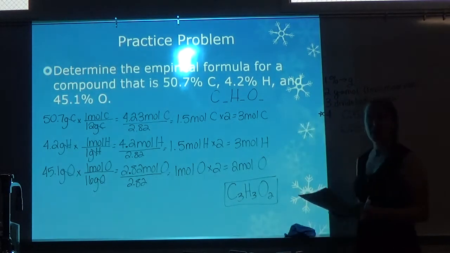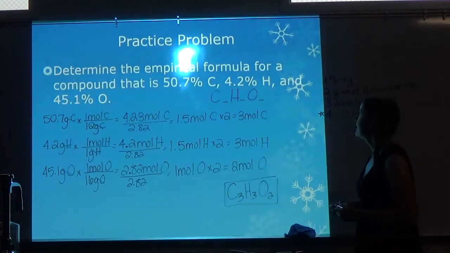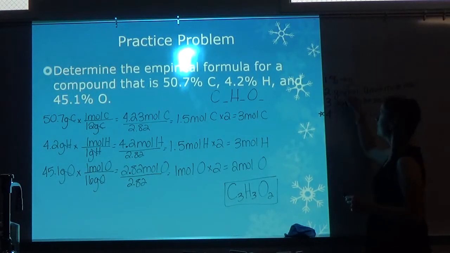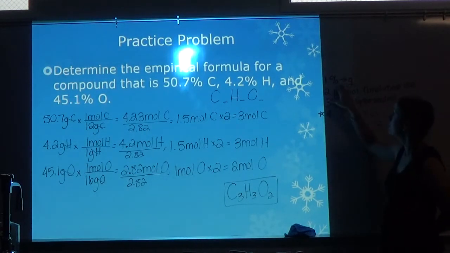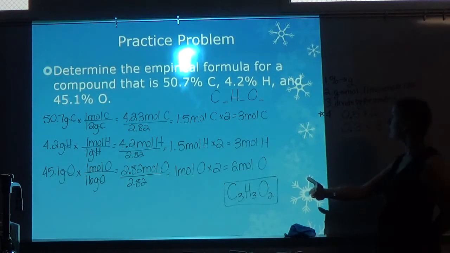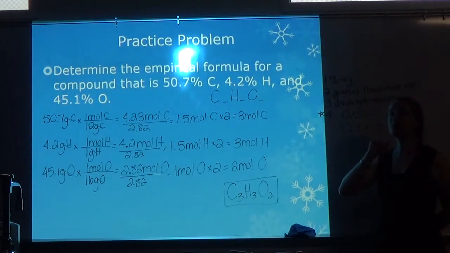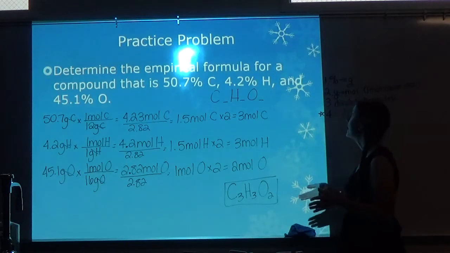Just like that. All right, so for empirical formula, the important thing is make sure you know your steps. First step, we're going to assume 100%, 100 grams total, so we can change percent to grams, unless, of course, they go ahead and give you grams, and then you can just use that. Second step, I convert from grams to moles using molar mass off the periodic table. Again, y'all get super good at going between grams and moles. We're going to have to do that a lot.